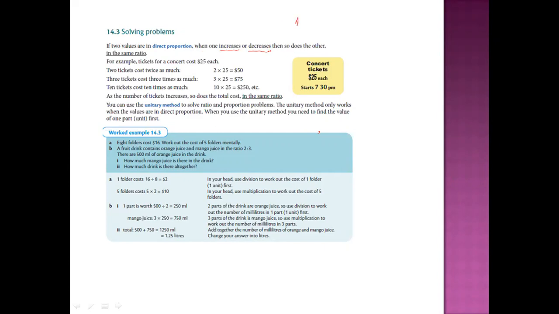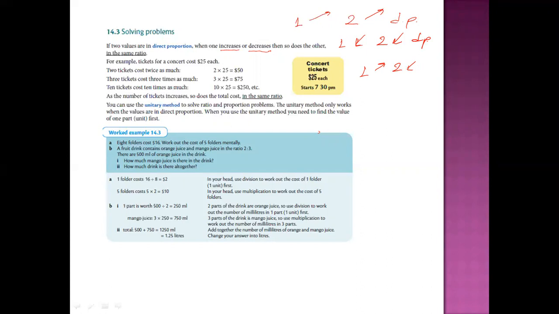For example, in the first case, if our value is increasing, in the second case it also must be increased if it's direct proportion. Then we can say it's direct proportion. Or if the first case is decreasing and the second case is also decreasing, it's also direct proportion. But when the first is increasing or decreasing and the second one is decreasing, as you see it's opposite, and this one is not direct proportion but indirect proportion.